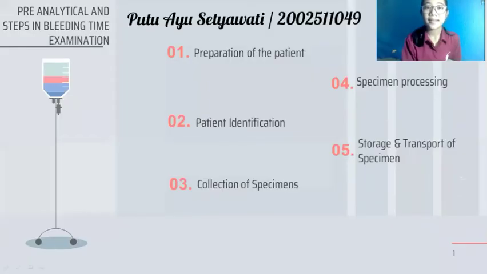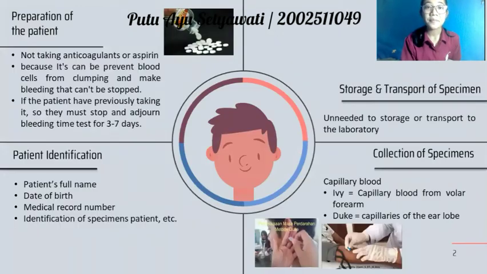Next, the pre-analytical steps in bleeding time examination include preparation of the patient, patient identification, collection of specimen, specimen processing, storage, and transport of specimen. Next, preparation of the patient. We must confirm the patient is not taking anticoagulant or aspirin because it makes the bleeding unable to stop. And if the patient has previously taken it, they must stop and postpone the bleeding time test for 3 to 7 days.